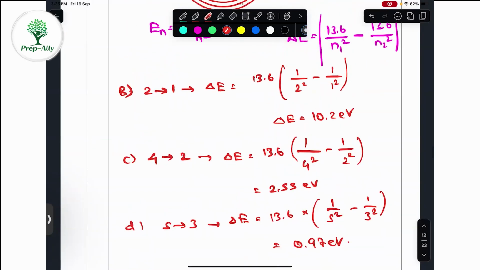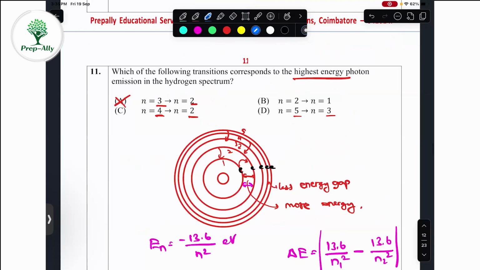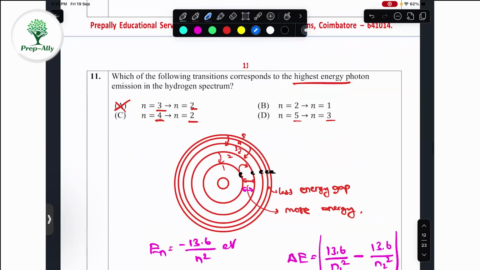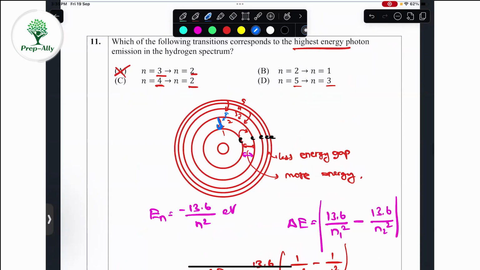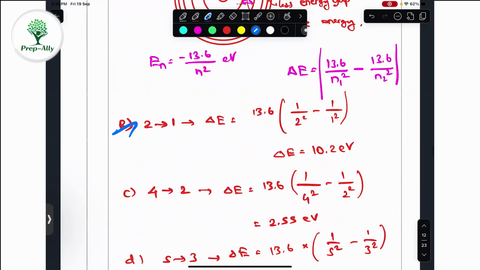So which has the highest energy gap? That is B. So the electron coming from 2 to 1 will emit a lot of light. Light of highest energy, you can say better. Photon of highest energy. Okay.